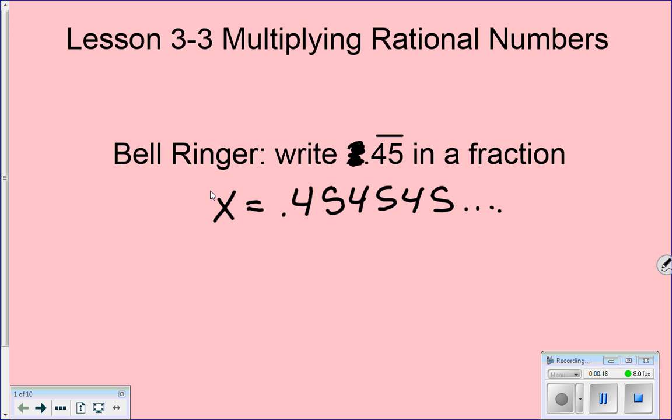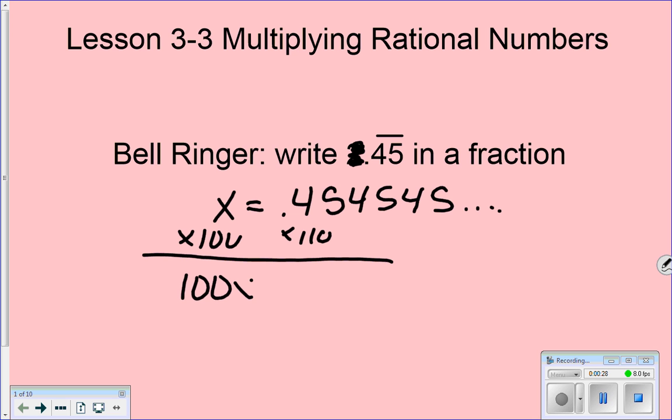Now, how many digits are repeating? 2. So what am I going to multiply by? 100. So I'm going to multiply by 100 on both sides. And this is what I get. 100x equals 45.45, 45, 45, and so on and so forth.